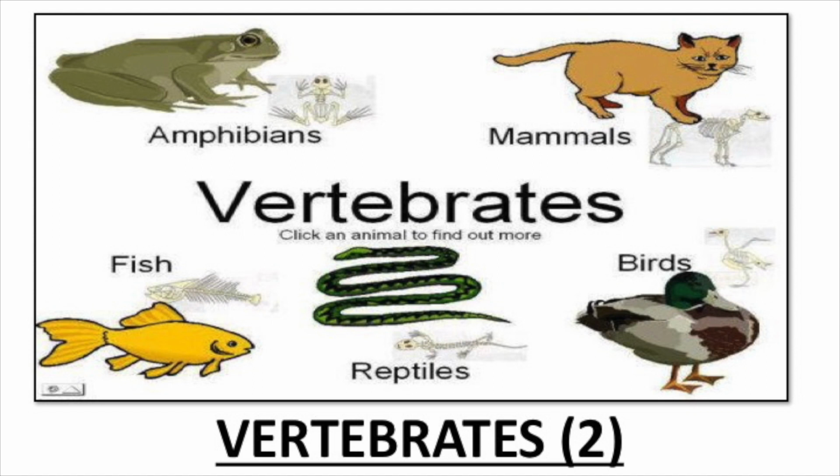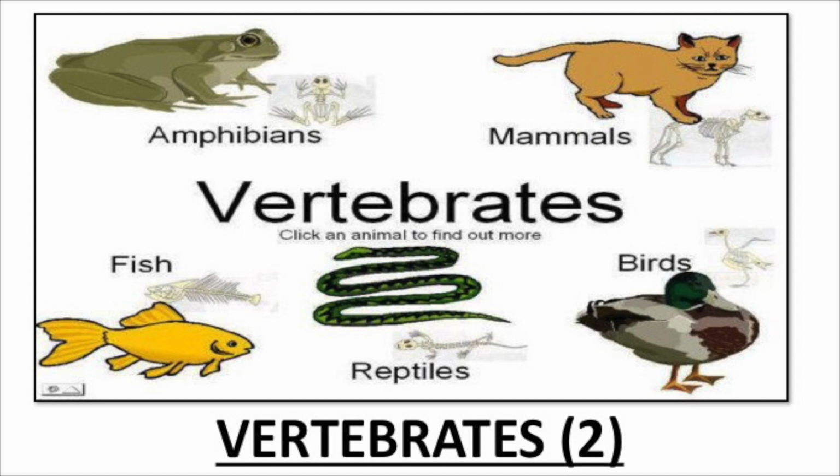And like our recap exercise that we've just done, here on the slide you can see the 5 different types of vertebrates. Amphibians, which are represented by the frog. Mammals, which as you can see, the cat belongs to. Fish, and I think that's the goldfish. Then reptiles. What animal can we see? Snake. And then birds. What type of bird is this? Duck, yes. And if you look closely, you can see each of the animals has a diagram of their skeleton.